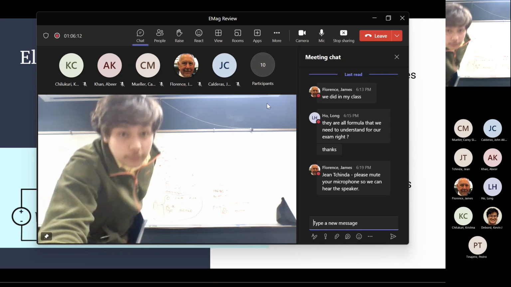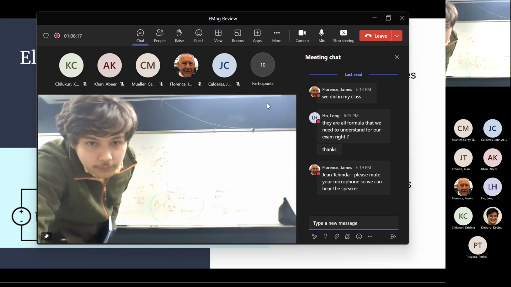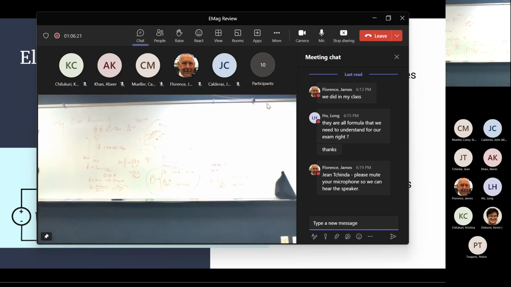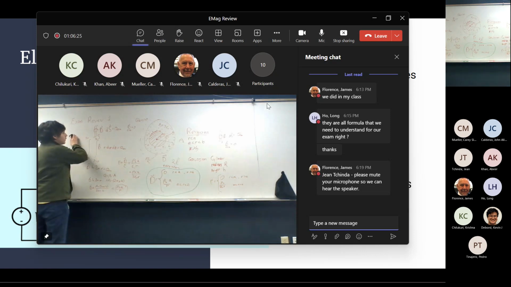Let's see if I can scoot my camera over a little bit. Actually, you can't see it at that point. It's fine. I'll leave it down over there.